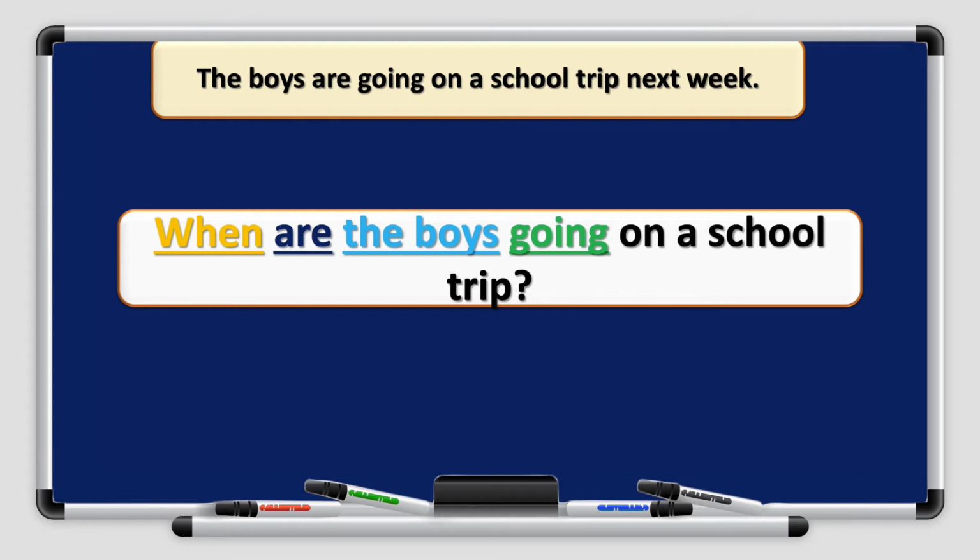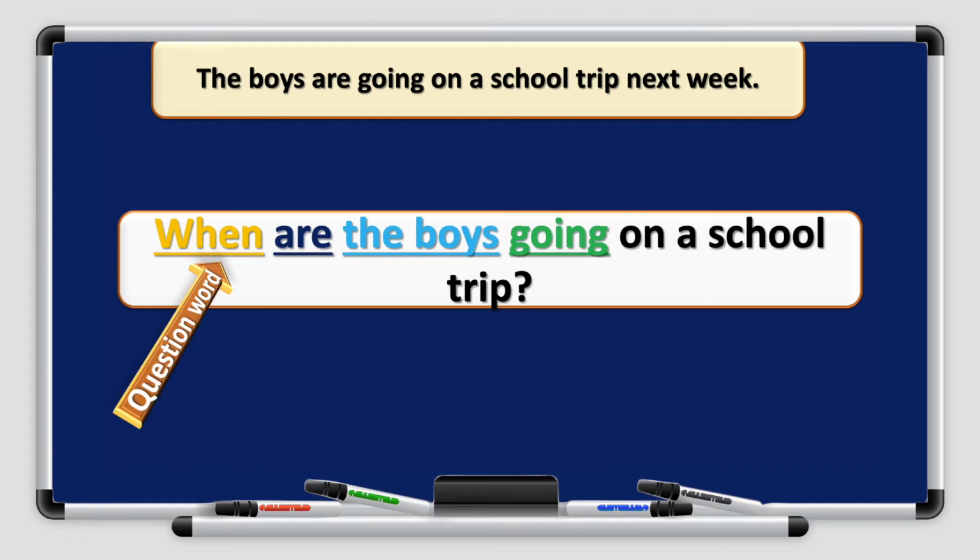Let's look at the sentence in detail. Our question word here is when. Where is our form of verb to be? Are. Good. What about the boys?